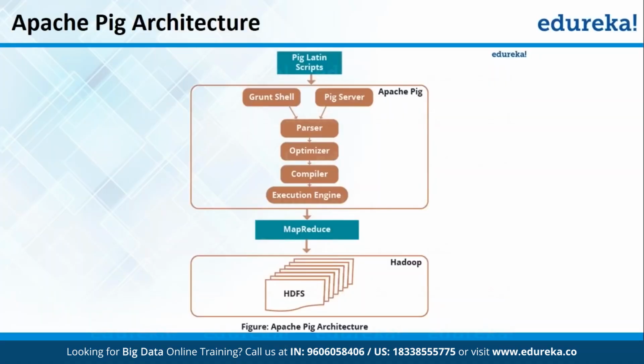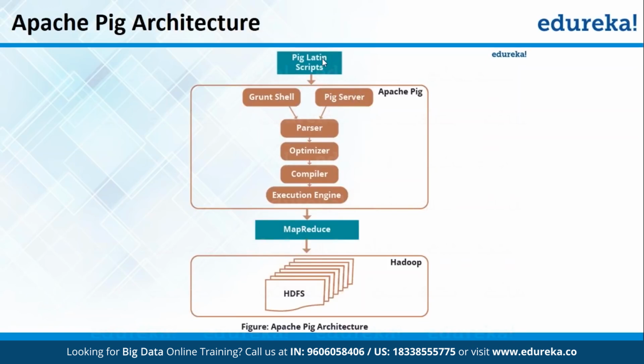Apache Pig architecture. The architecture of Apache Pig is very simple to understand. You have Pig Latin scripts that you can write for executing your queries over the big data. These scripts can be executed through the Grunt shell, which is nothing but the native shell provided by Apache Pig to execute the Pig queries. You can also submit a Pig Latin script through a Java client to the Pig server and execute it over Apache Pig.